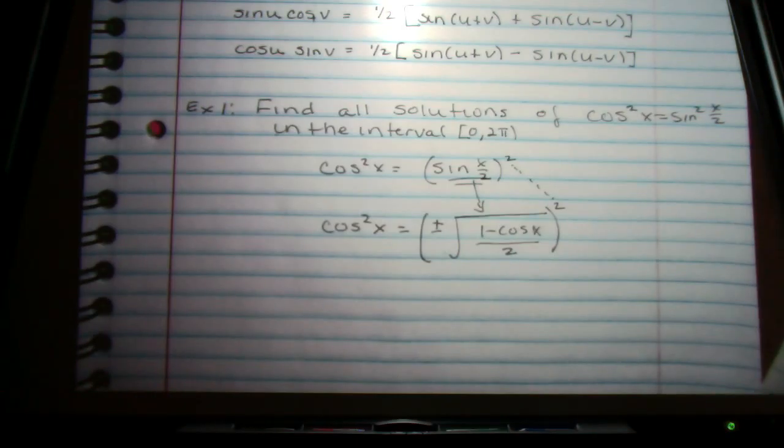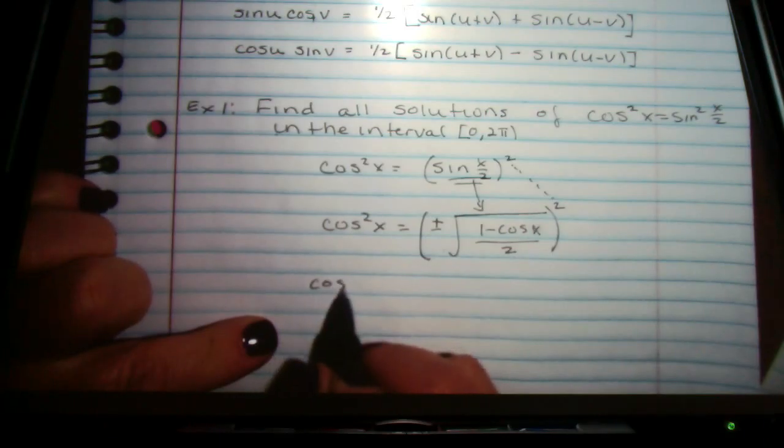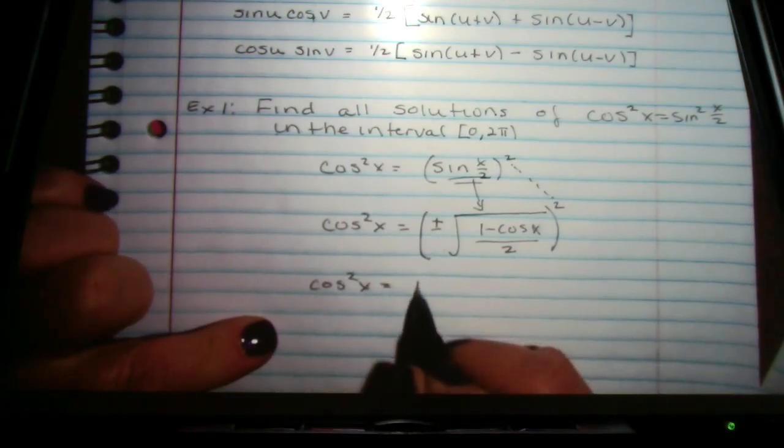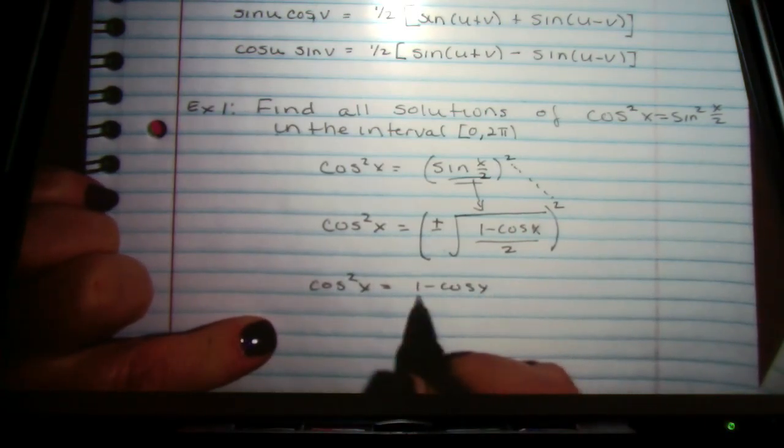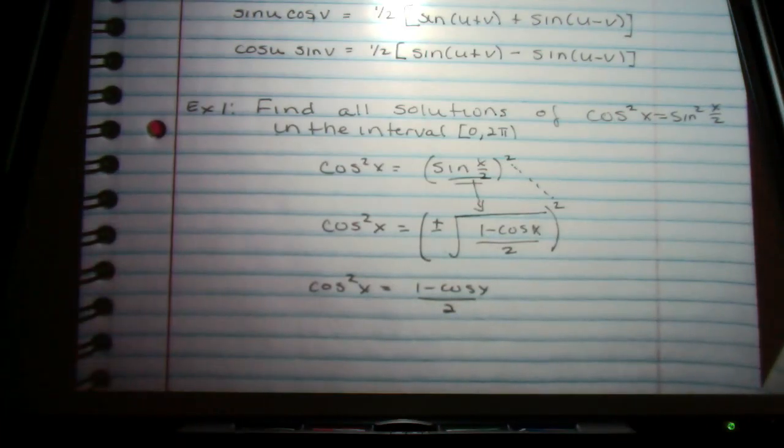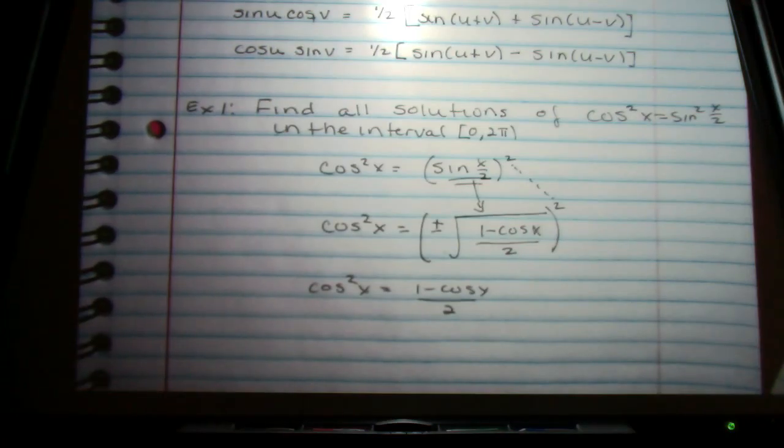Cosine, what should you do next? Beyond removing the square root and the plus or minus, that's where I pulled the brakes. Do you change the cosine squared of x into the formula? No. What if that was x squared equals 1 minus x over 2? What would you do? Probably multiply by 2.